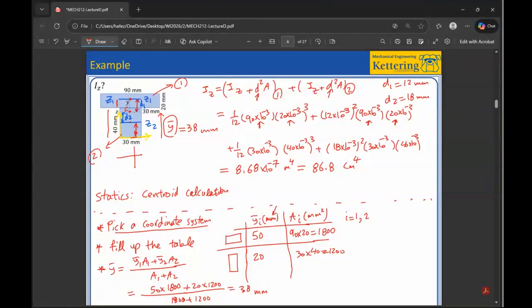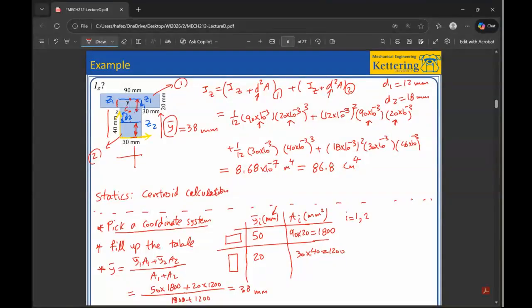Yes, please. Can you explain how you're finding D1? I can understand D2, but I couldn't figure out D1. No worries. Do you see the point C that I marked there? Yes. And you see that point is 38 millimeters from the bottom face. We call it Y bar.